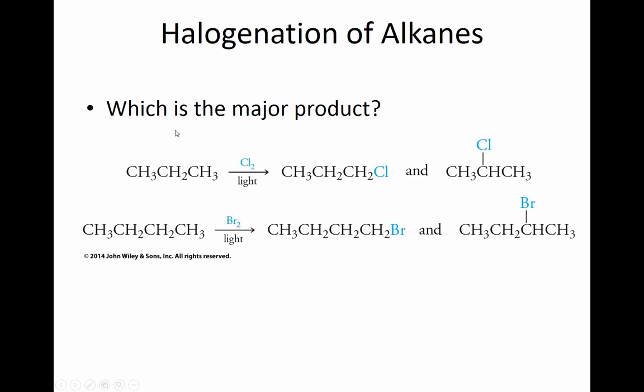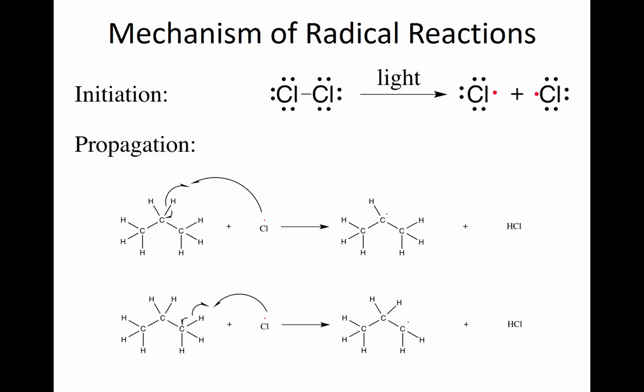And so we can predict reactions, which means we can predict the major product. Okay, so we have an alkane, propane here, and we have chlorine and light as the initiator. Are we going to get this or this more? And same with bromine. Are we going to get this bromide or this bromide as our major product? Well, how do we know what's going on? We have to look at how these reactions proceed. So we look at the mechanism of radical reactions.